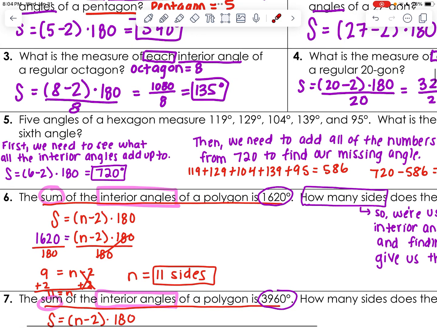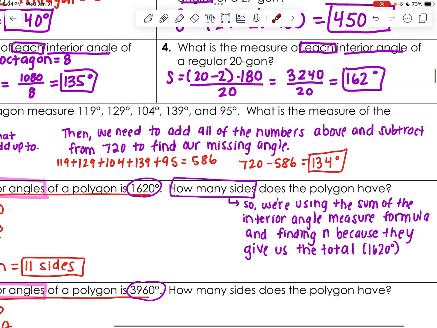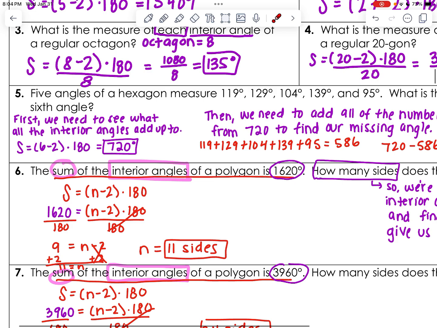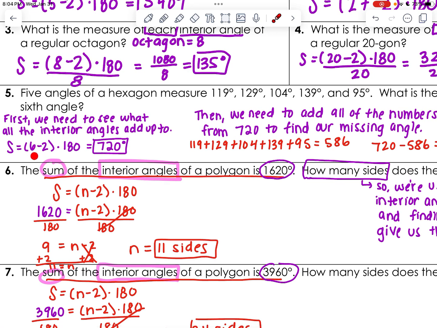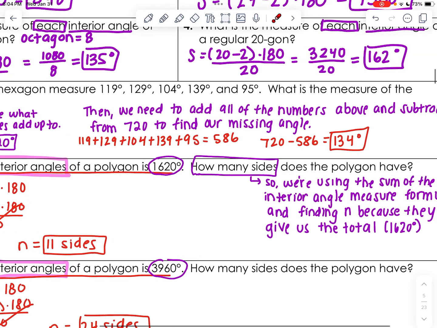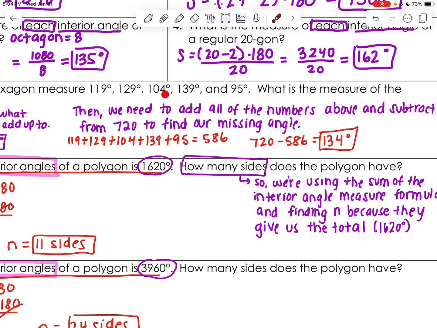Okay, for this one, it says 5 angles of the hexagon. These are the 5 angles. But hexagon means 6. So it says, what is the measure of the 6th angle? So first we need to see what all the interior angles add up to. If we have 6 sides, we use the sum. This is the formula, 6 minus 2 times 180. So it's going to add up to 720. So if we take 119, 129, 104, 139, 95 and add all those up, we get 586. And then we do 720, which is the total, minus 586, and you get 134.